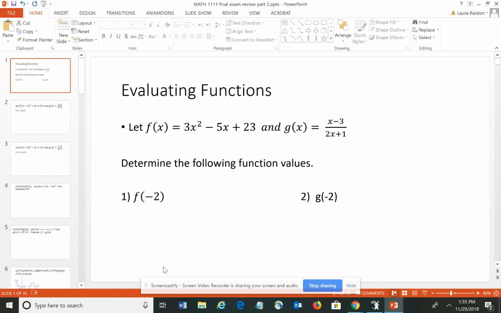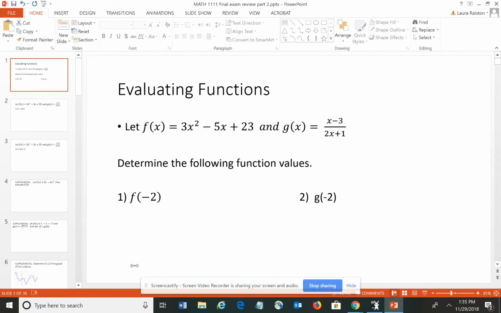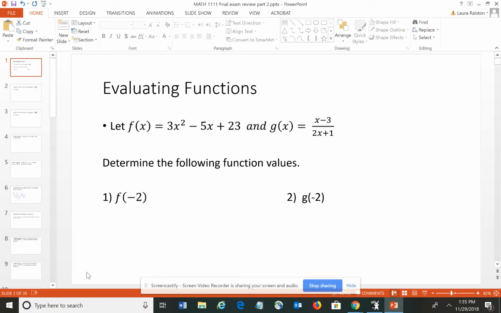We're continuing with the Math 1111 final exam review, and we're picking up with the section entitled Evaluating Functions. The first question says, let f of x equal 3x squared minus 5x plus 23, and g of x equal x minus 3, all divided by 2x plus 1. Then it wants you to determine the function values. Guys, basically this is a straight out plug and chug.